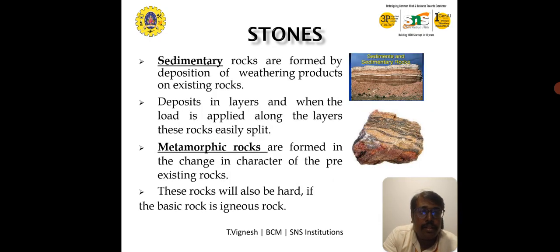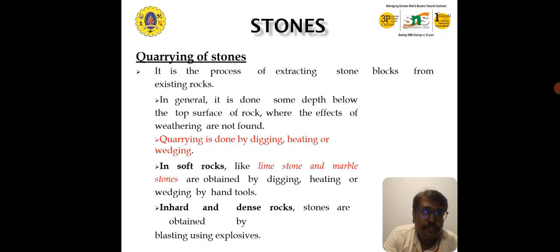Sedimentary rocks are formed by the deposition of weathering products on existing rocks. Due to weathering agents like wind and flood, those depositions form sedimentary rocks. They are deposited in layers, and when a load is applied along the layers, these rocks easily split. Metamorphic rocks are formed by a change in character of pre-existing rocks. These rocks will also be hard if the basic rock is igneous.